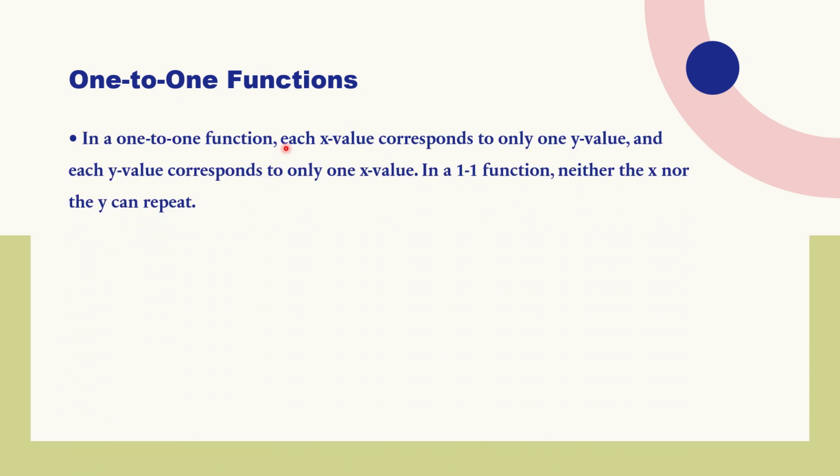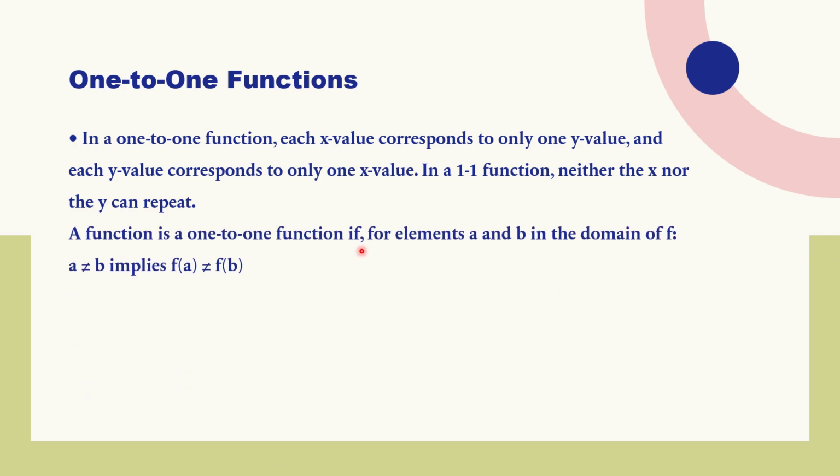In a one-to-one function, each x value corresponds to only one y value and each y value corresponds to only one x value. In a one-to-one function, neither the x nor the y can repeat. So in simple language, we can say that every input has a unique output, or further simplified, we can say that each output belongs to only one input.